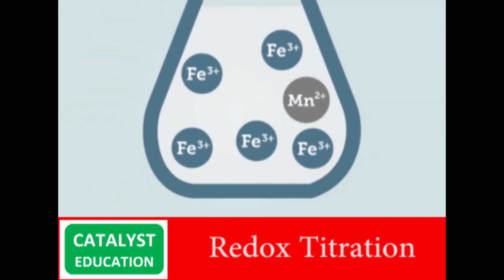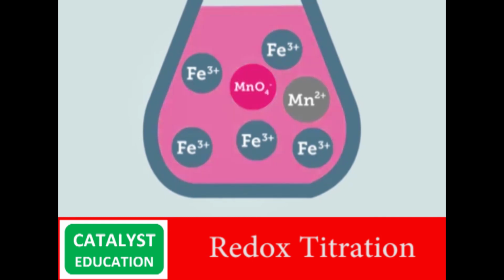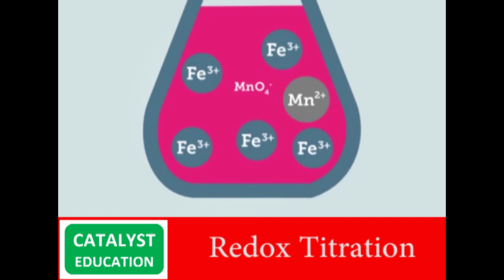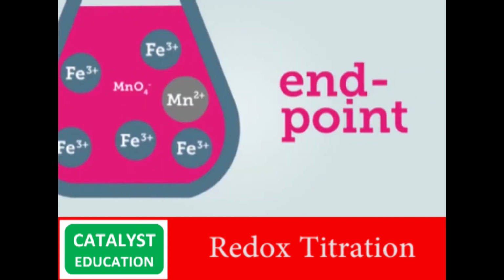There is no need for the addition of an indicator in this titration because the presence of the permanganate ions will turn the solution pink when there are no more Fe2+ ions to react with. This is the end point of the redox titration.